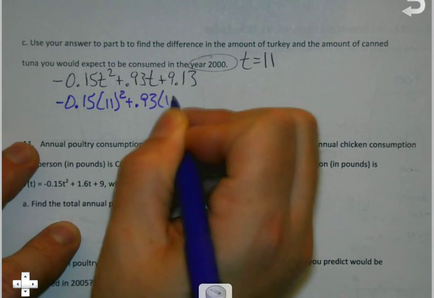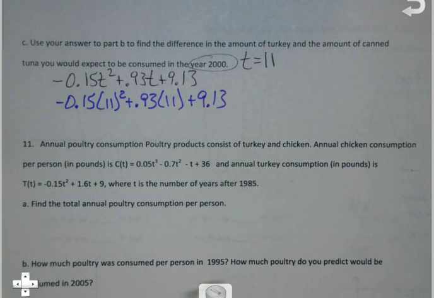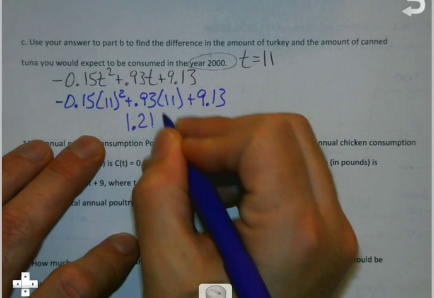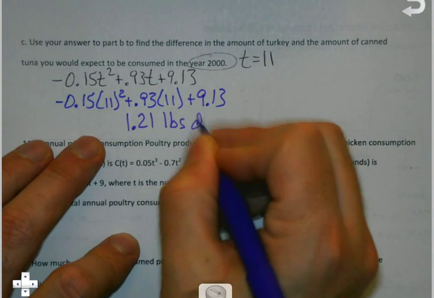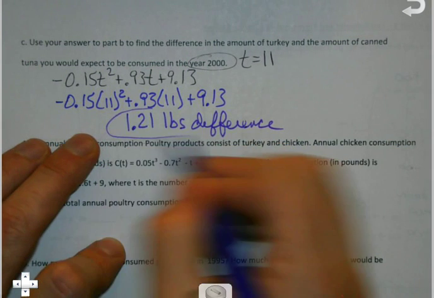And everywhere that there's a t, I'm going to replace it with an 11. And I'm going to pop that into my calculator, and I'm going to get an answer out. And here's what I was kind of saying to pay attention to when we were doing that first question.